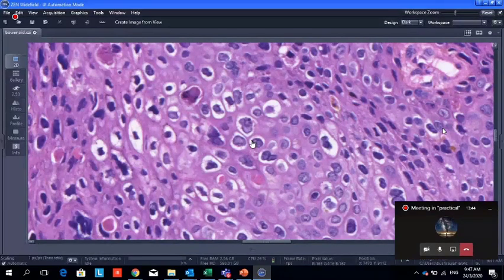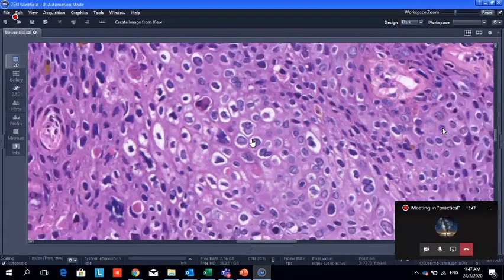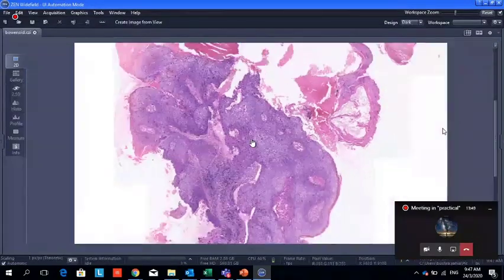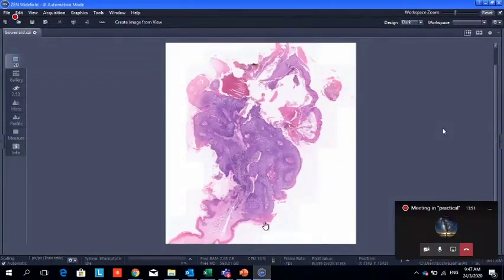So how do we describe this? Warty. See, first it's like a wart, isn't it? Look at the lesion. It's like a warty lesion, right? Can you see this is a warty lesion?